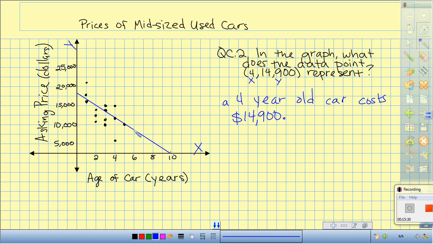Again, we have a negative correlation here. The dots are going down. You see our trend line. The older the car is, the less money it's going to cost you.